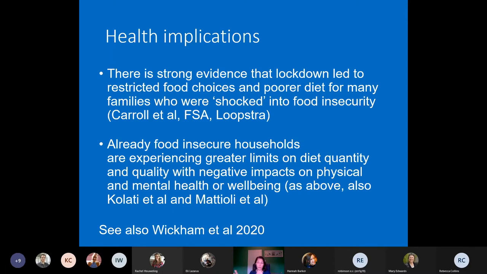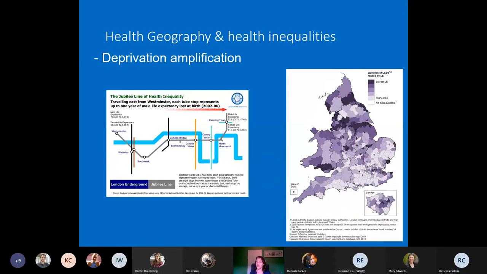We also saw that, again drawing on data from the Food Foundation, which is what I'm referencing here, already food insecure households were experiencing more limits on their diet quality and quantity. And this especially impacted negatively on their mental health as well as their physical health. So there's emerging more research around especially the impact of the COVID lockdown. And this is from Understanding Society data as well. So we've got Food Foundation data doing their own survey, and then Understanding Society, which is a national longitudinal survey, that did a special COVID boost sample and picked up on food insecurity specifically.